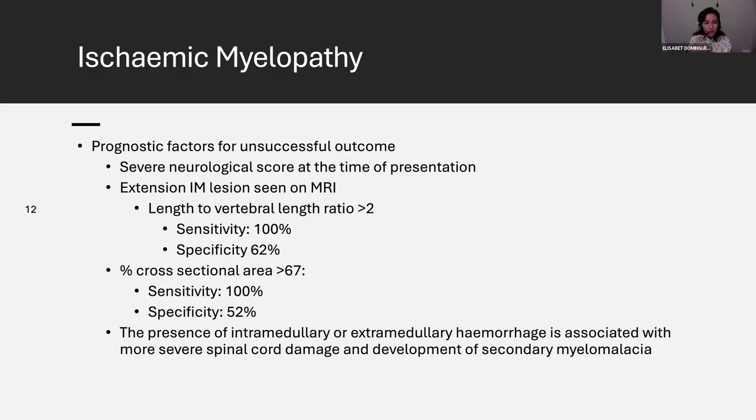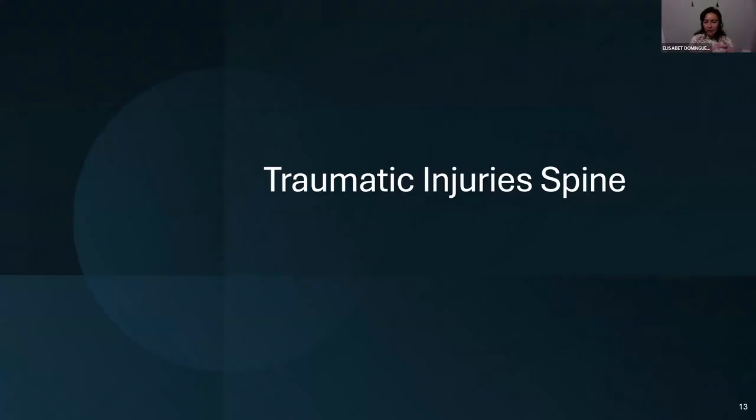Something else that is very important and has been related with a poor prognosis is the presence of intramedullary or extramedullary hemorrhage associated with these lesions, because it suggests that the spinal cord had severe damage in the parenchyma, and it may be associated with the development of secondary myelomalacia. So that's basically a very short summary of the typical appearance of ischemic myelopathy in dogs and in cats.